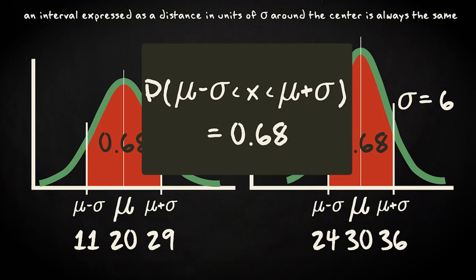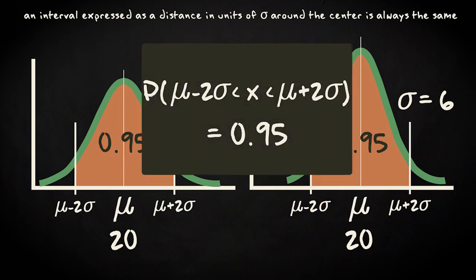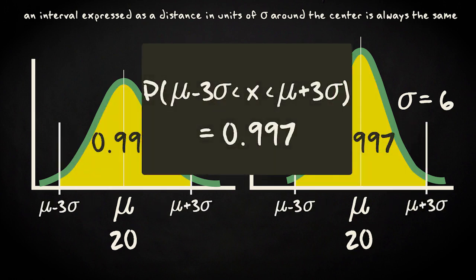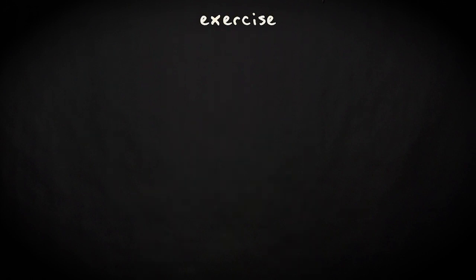Now, if you were to move on and take, for instance, an interval not of 1 sigma but 2 times sigma around the mean, the probability for that interval appears to be 0.95. And when taking 3 times sigma, it turns out to be 0.997. These probability values for intervals of 1, 2 and 3 sigma around the mean of a normally distributed variable are often used in statistical calculations. Let me illustrate the 1, 2 and 3 sigma rules further with an exercise.